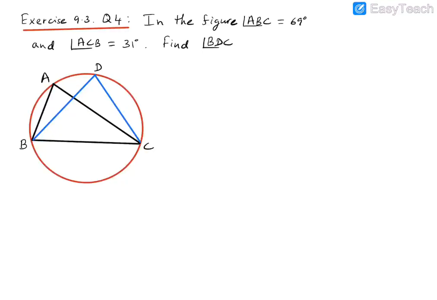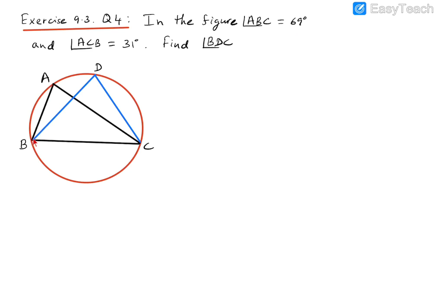In this exercise problem from exercise 9.3, question number 4, we are given a circle with a chord BC, and that chord BC subtends some angle, angle BAC and angle BDC at points A and D on the major arc BC of the circle. Now we are given that the angle ABC is 69 degrees. So angle ABC is this angle over here.